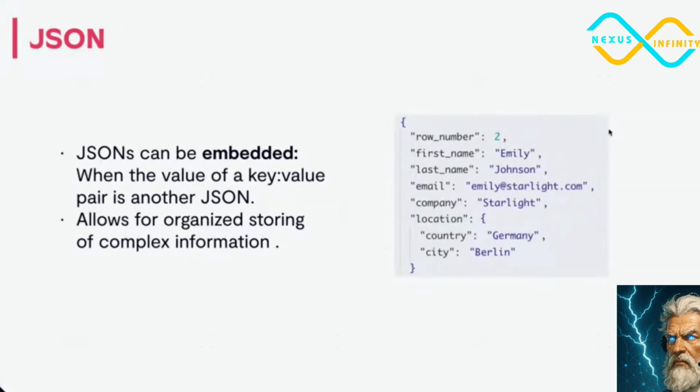A JSON can be embedded. What we mean by this is sometimes we will have a JSON where the value of a key is equal to another JSON. We can use this to organize complex data. In this example, we can use an embedded JSON to group all the information about Emily's location into a location key. This key contains itself a JSON. The value of this key is a JSON that has two keys with information on Emily's country and city.